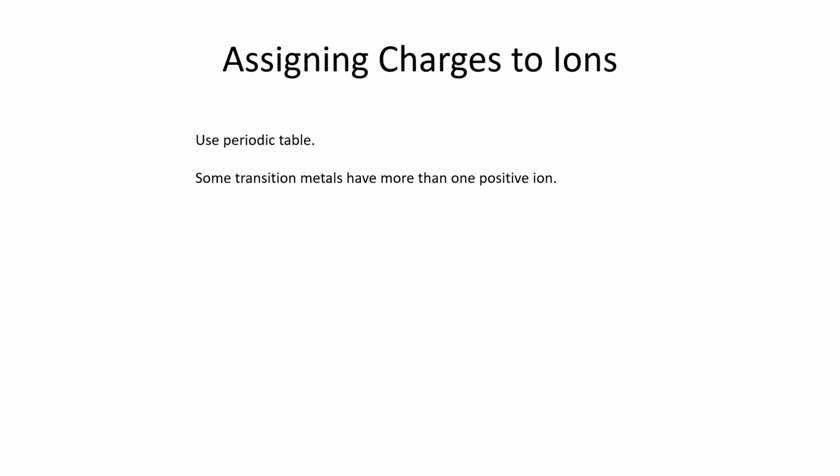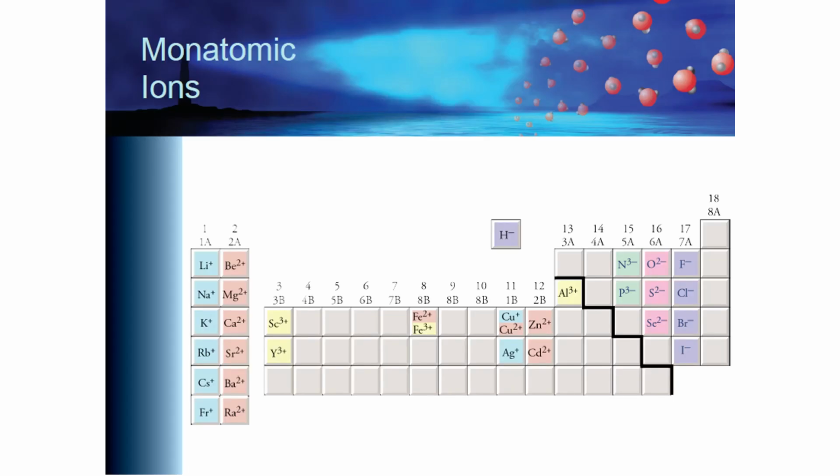So assigning charges to ions, you always want to look at the periodic table. Some transition metals are weird, so those ions would be given to you. But here's our periodic table of monoatomic ions. So you can see everyone in group 1A is +1, group 2A is +2, 3A is +3, and then we have -3, -2, -1.